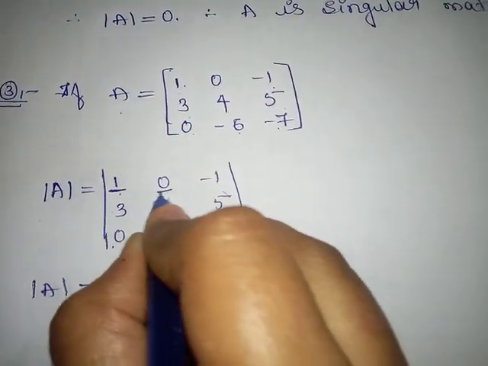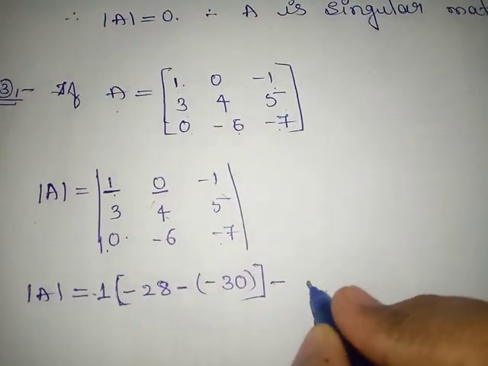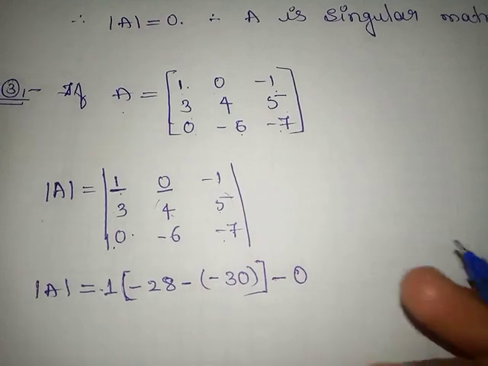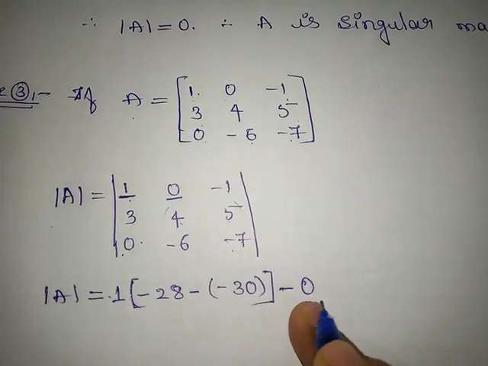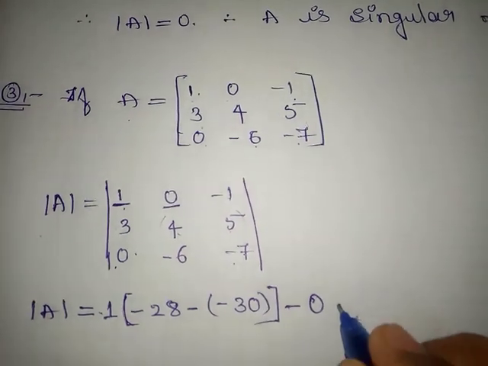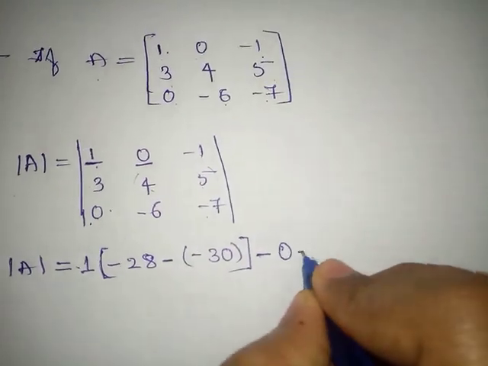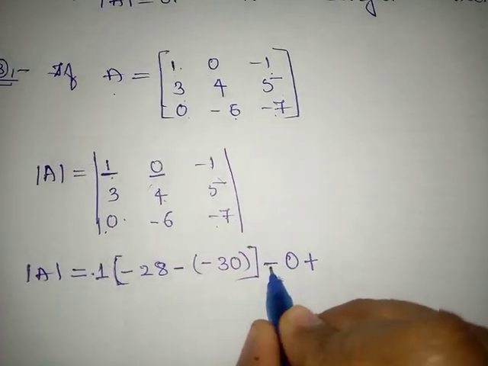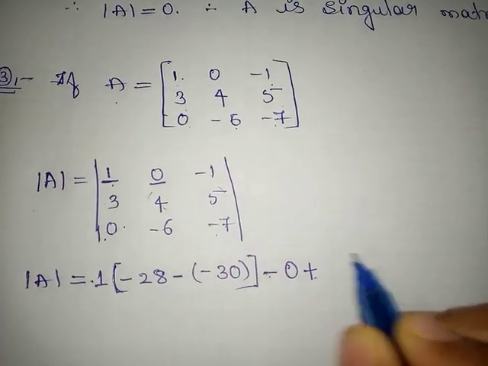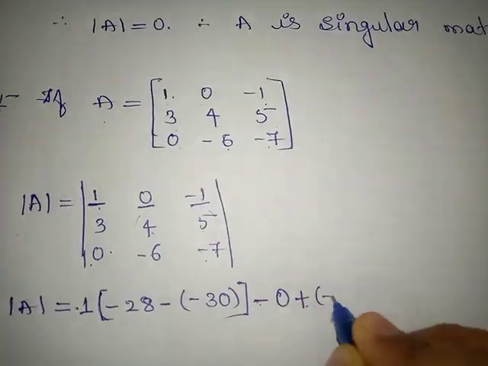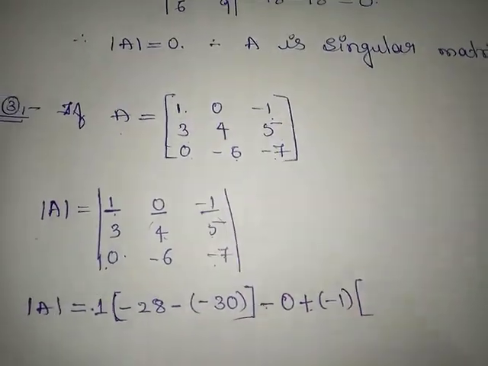Next, consider the second term, which is 0. We know that 0 into something is also 0. Therefore, the second term will be 0. Next is plus. Here we are taking positive, negative. Next our sign is positive, and we have the third term, which is minus 1, into.